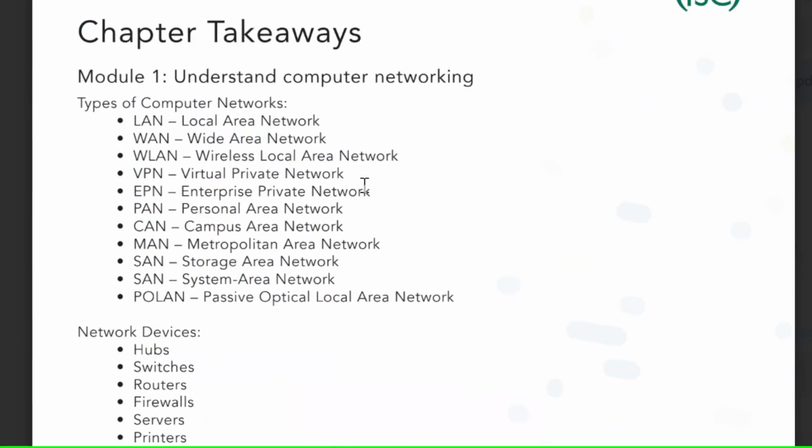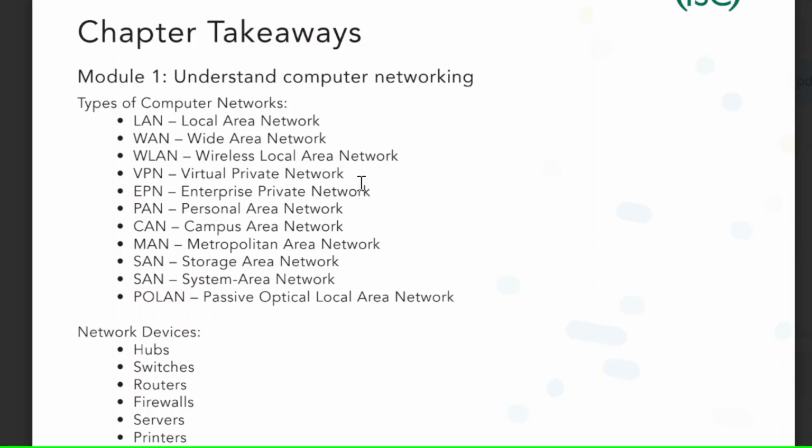The first module we are going to discuss is about types of computer networks. First is LAN, local area network. Second is WAN, wide area network. Third is WLAN, wireless local area network. Then VPN, virtual private network. Then EPN, enterprise private network, which is used at the enterprise level. Then PAN, personal area network, your Bluetooth. Then CAN, campus area network, especially used in a campus or small area.